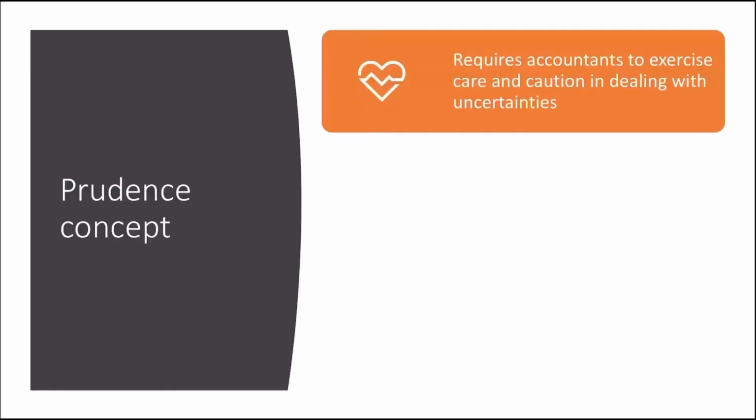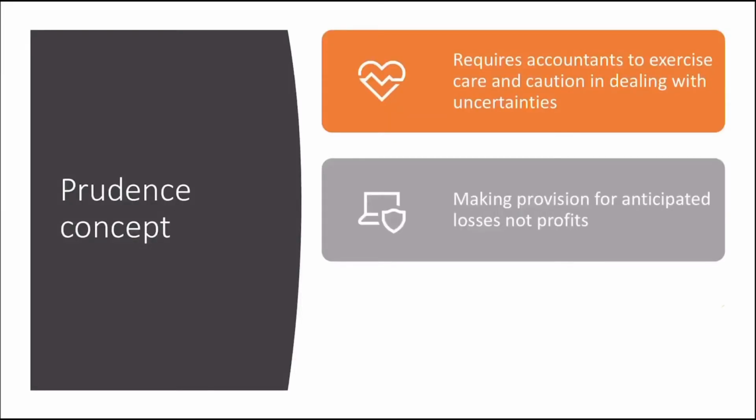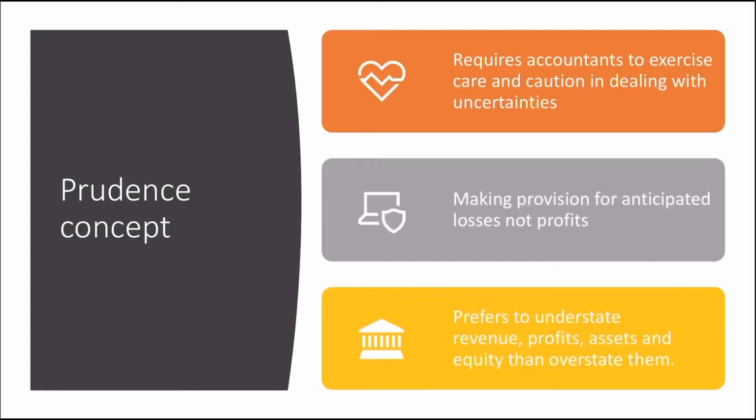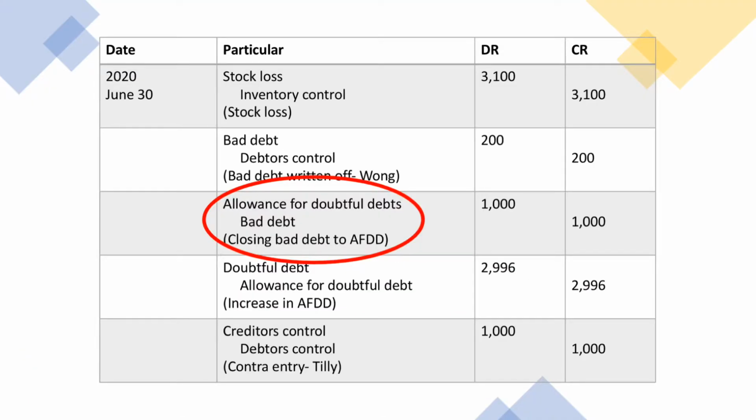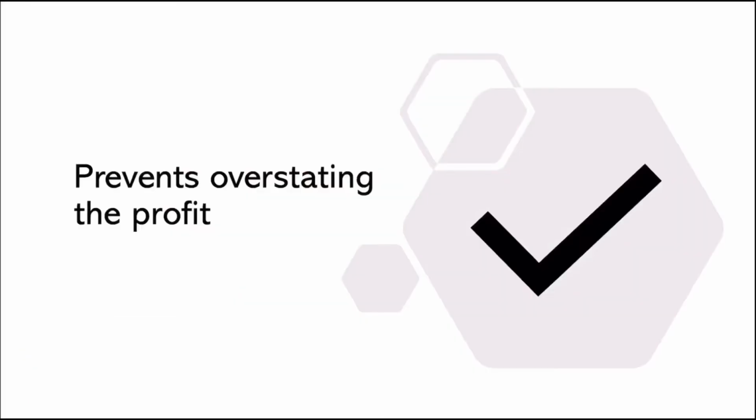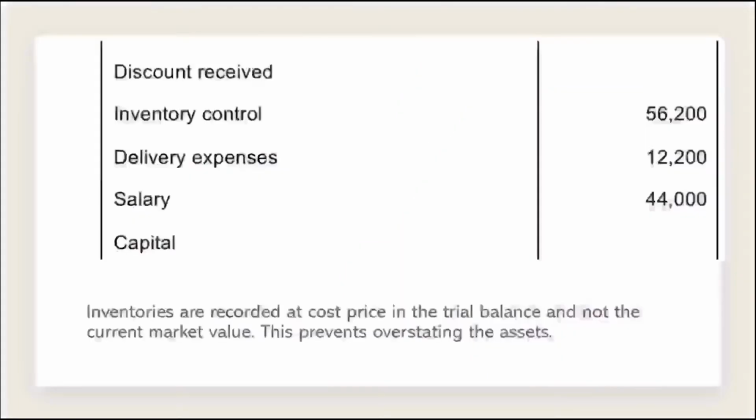The last concept is the prudence concept, which requires accountants to be careful and to understate profits rather than to overstate them. This is seen when we make allowance for doubtful debts, which is used to absorb bad debts when they happen. This way, we understate the profit and avoid overexpanding. Inventories are also recorded at cost price as per the historical cost concept to prevent overstating the asset value.